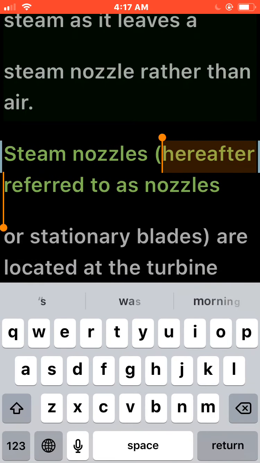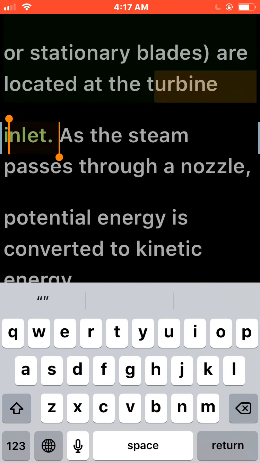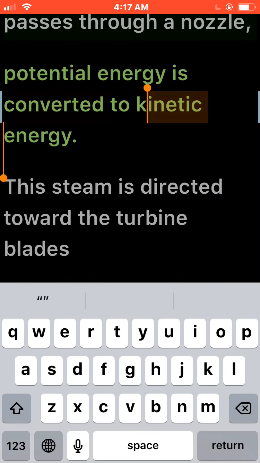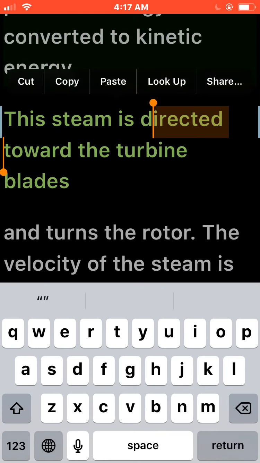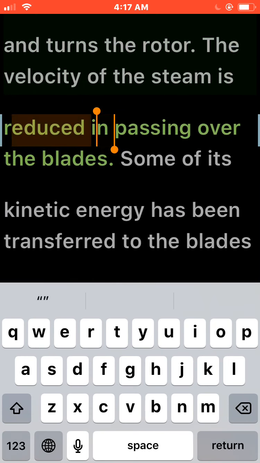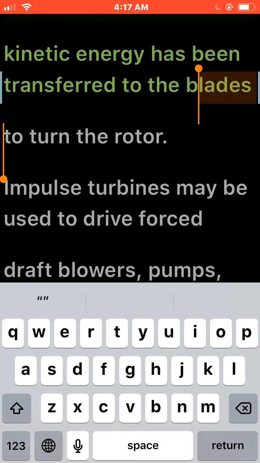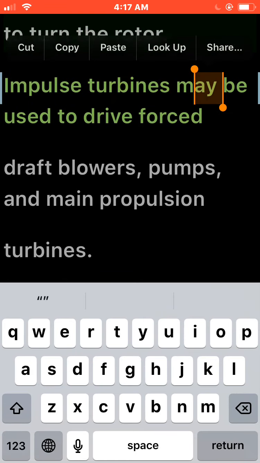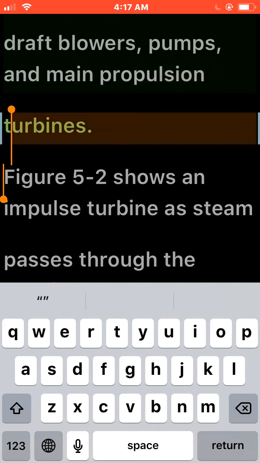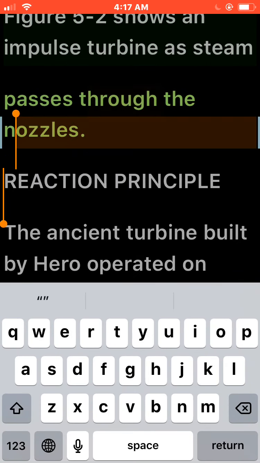Steam nozzles, hereafter referred to as nozzles or stationary blades, are located at the turbine inlet. As the steam passes through a nozzle, potential energy is converted to kinetic energy. This steam is directed toward the turbine blades and turns the rotor. The velocity of the steam is reduced in passing over the blades. Some of its kinetic energy has been transferred to the blades to turn the rotor. Impulse turbines may be used to drive forced draft blowers, pumps, and main propulsion turbines. Figure 5-2 shows an impulse turbine as steam passes through the nozzles.